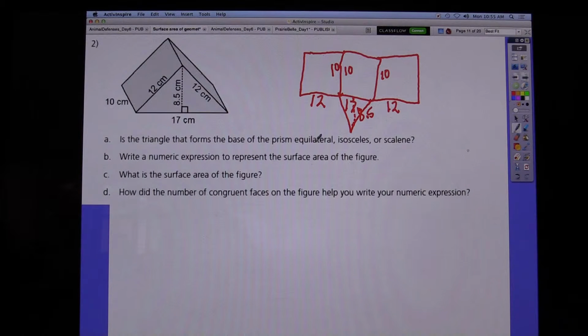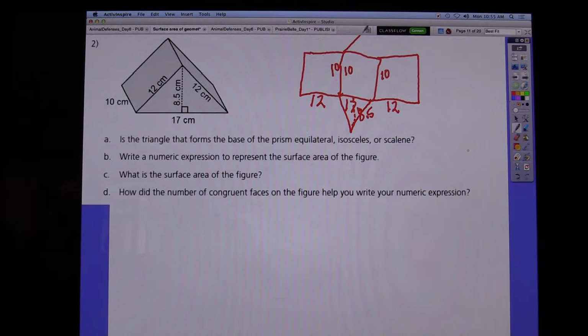And I'm not putting the units of measure in this part here because this is just to help me see what faces I need to make sure I account for. And this is not really going to be something that the person grading my work would probably even see. I mean, it's not like this is a requirement to do this net, it's just something that helps me.